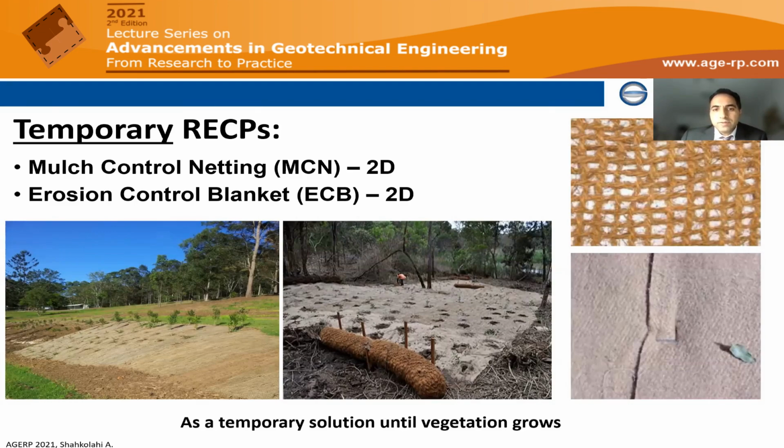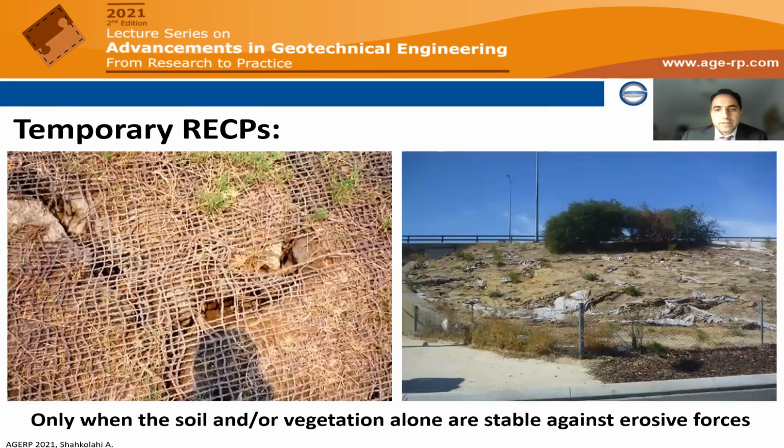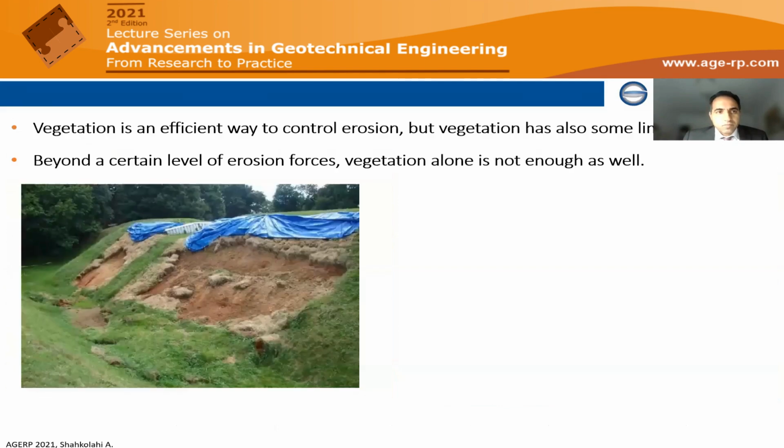After the vegetation grows, we rely on the vegetation, because these products degrade easily. So they are not UV stabilized. Between a few months up to one year is what we expect as the design life of these. And then after that, we have vegetation. So we use these products as a temporary solution, and when we can rely on the soil itself or vegetation to take care of the erosion.